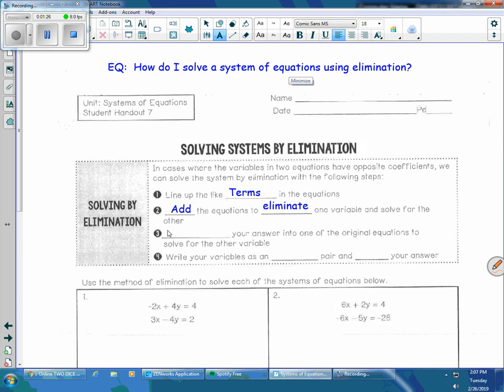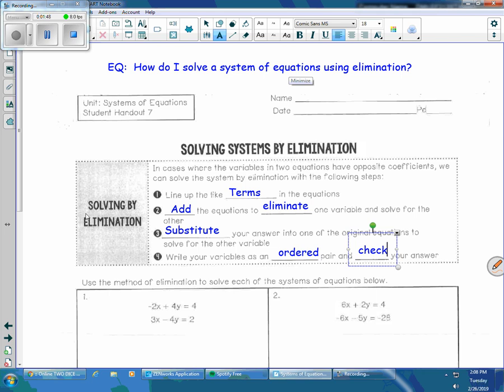Step 3, we're going to substitute your answer into one of the original equations to solve for the other variable. And then, as always, we write our answer as an ordered pair. And as always, we should check our work.